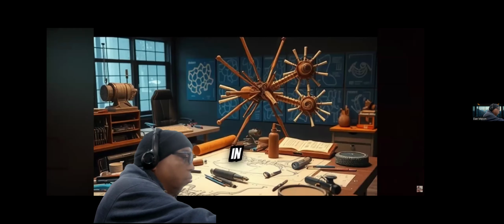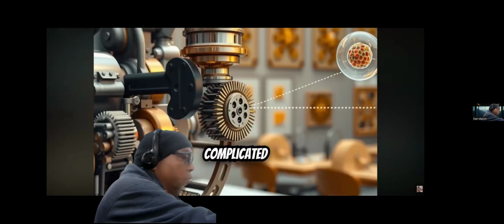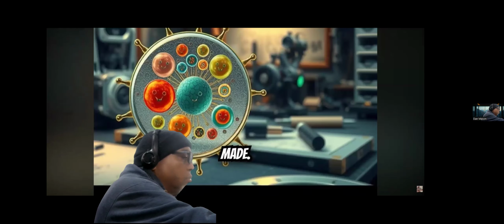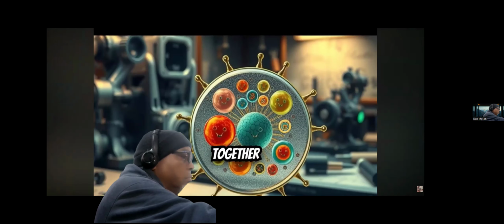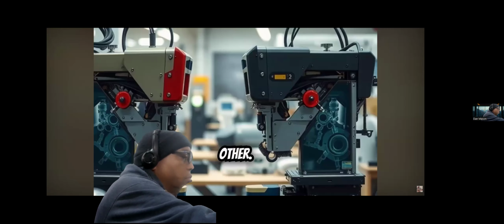There is a trend in these examples. Many biological systems are like complicated things that people made. They need elements that work together and timing that is right. Accidents cannot put together machines that depend on each other.